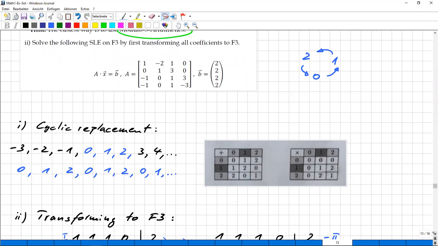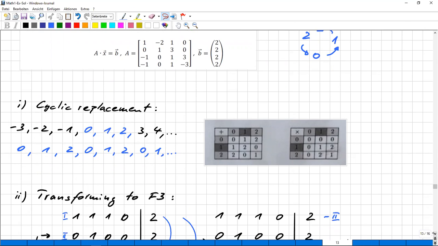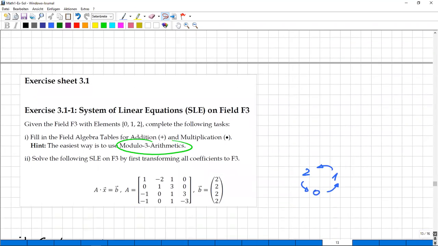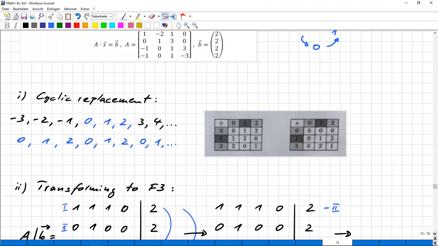Now, regarding this system of linear equations, we first have to transform or convert it. That's what's written here, by first transforming all coefficients to F3. I could also say converting to F3. And then let's do this. Look here.